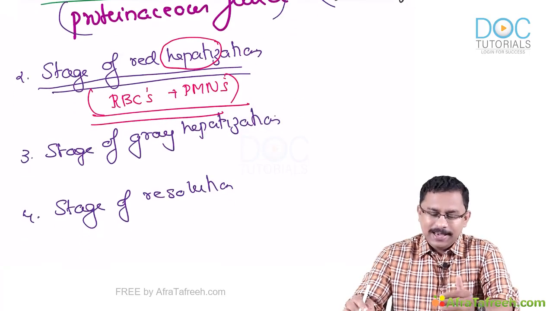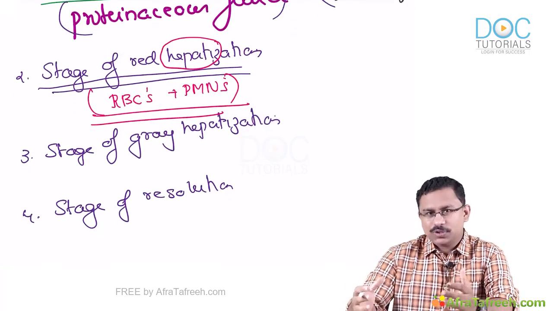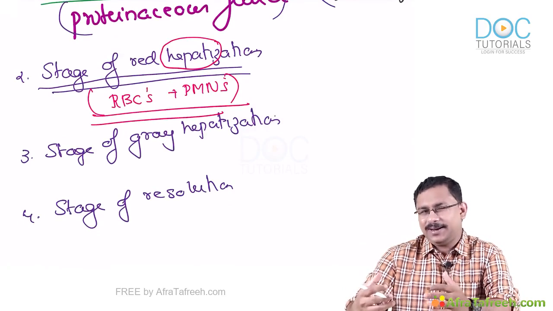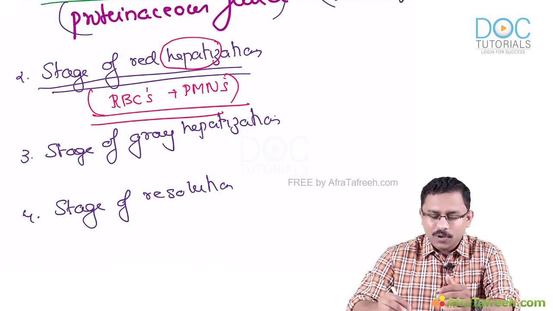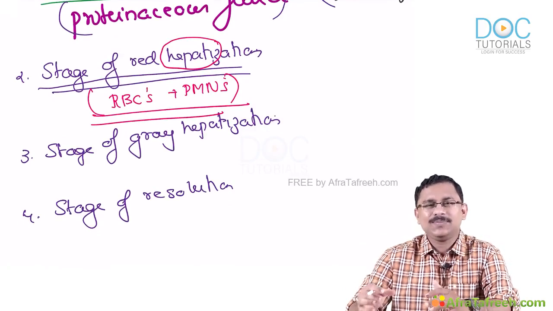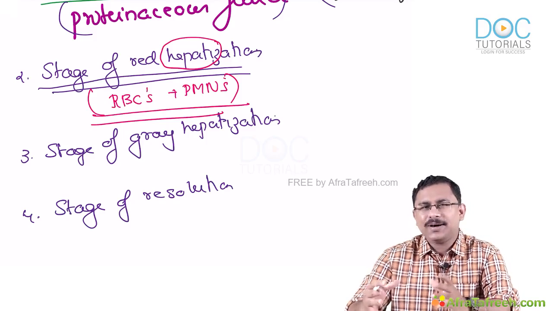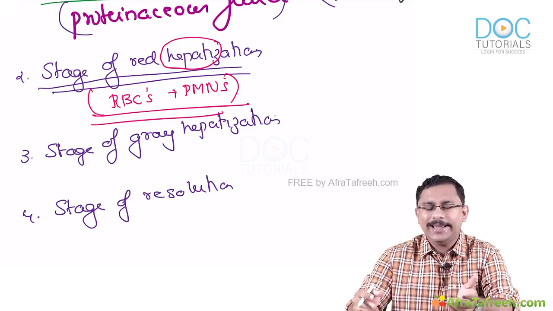Okay. And then suppose the infection is relatively controlled, it goes to the next stage where you do not have further RBCs coming into the alveoli.